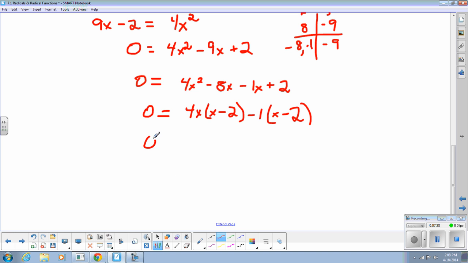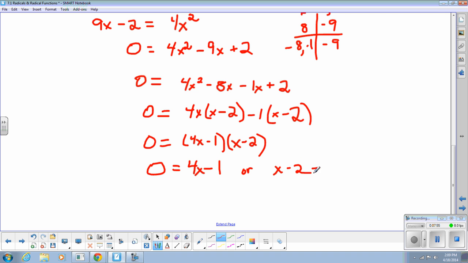Now, 0 equals 4x minus 1 times x minus 2. Because now I have two factors and only one of them has to be 0 for the product to equal 0. So I say 4x minus 1 equals 0, or x minus 2 equals 0. So then 4x equals 1, and dividing by 4, 1/4 equals x.